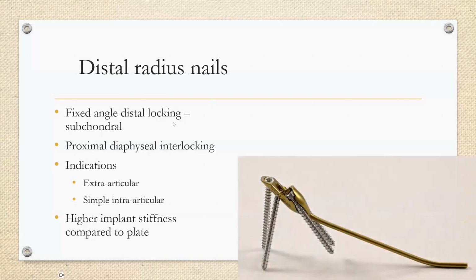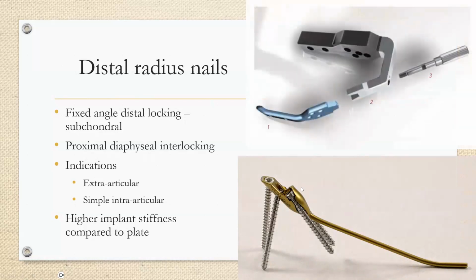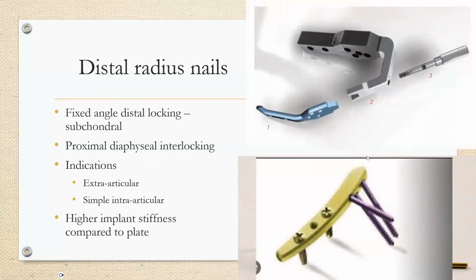These are some of the types of nails currently available. This is the AVO nail, which was recently introduced into the market. And these are some of the other nail systems which are available.